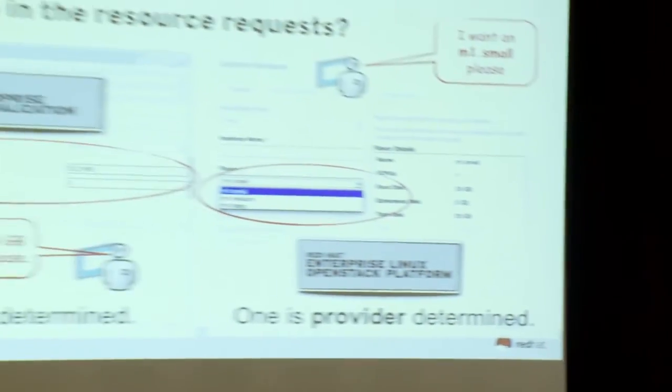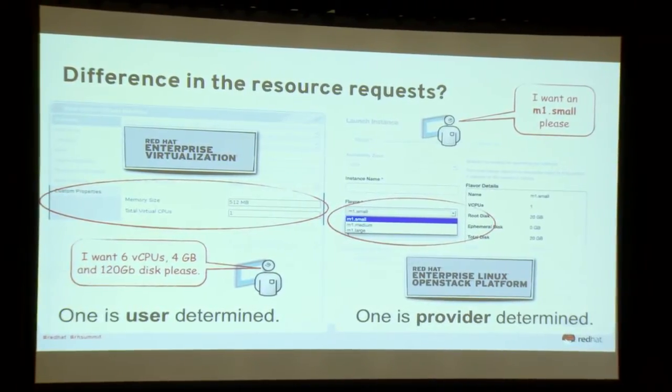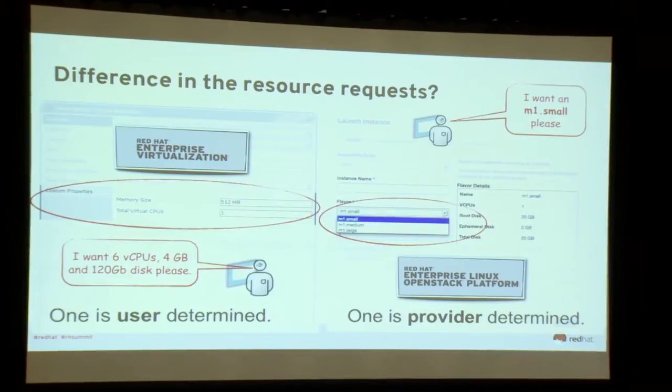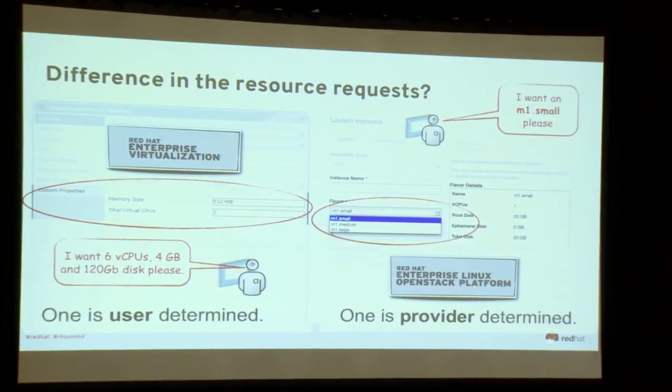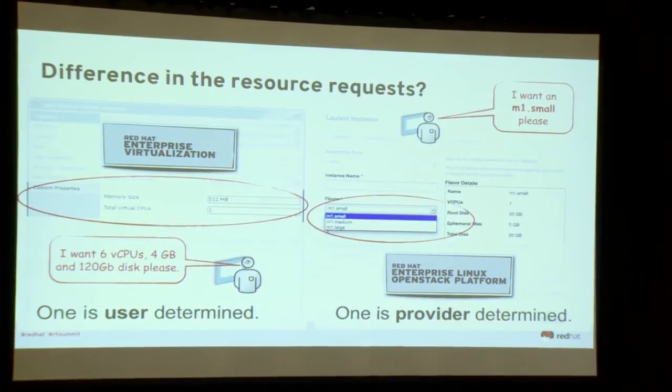Okay, so looking at the resources, this kind of further drives home the point. So the difference between the resources, in the enterprise virtualization case here, you as a consumer of that cloud infrastructure, you determine what the virtual machine looks like. So you say, hey, I want a virtual machine with 6 virtual CPUs, 4 gigs of RAM, and 120 gigs disk. Okay, you specify that virtual machine. On the OpenStack side or the elastic cloud side, you don't have the power to specify that. You basically pick from that menu and say, hey, give me an M1 small, whatever that means, right?